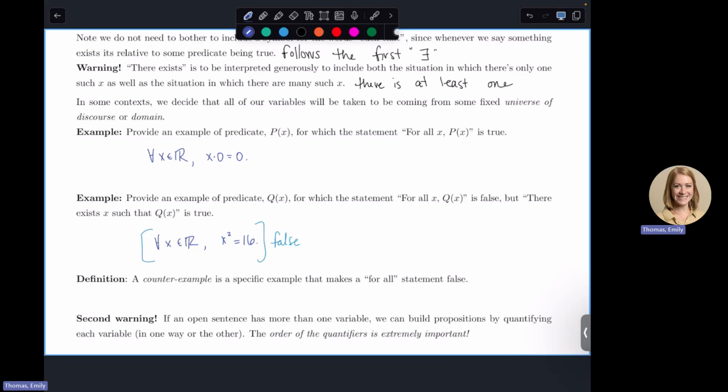But if we do, there exists an X in R such that X squared equals 16, this part is true when X is 4 or negative 4. It is true because X can equal 4.